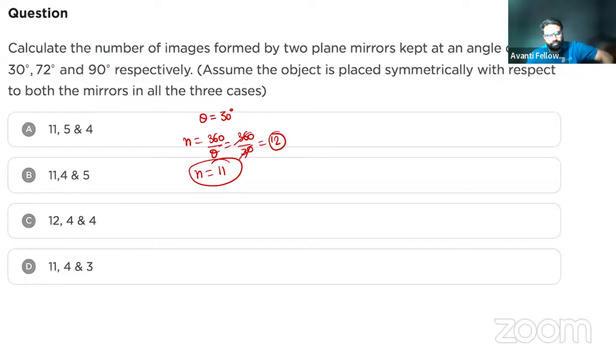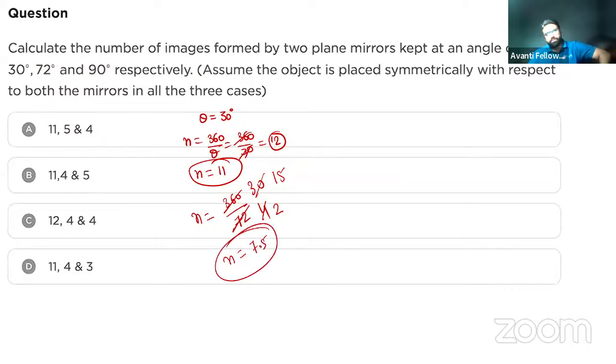So here for 72 degree, you need to again divide, n is 360 upon 72. Now look at this: 12 times 3 is 36, 36 two times, 12 times 4, right? 72 and 12 times 3. This is coming out as 30. Then 2 and 15. So here n is coming out as 7.5. Okay, so in the case of 7.5, this is not an integral value.